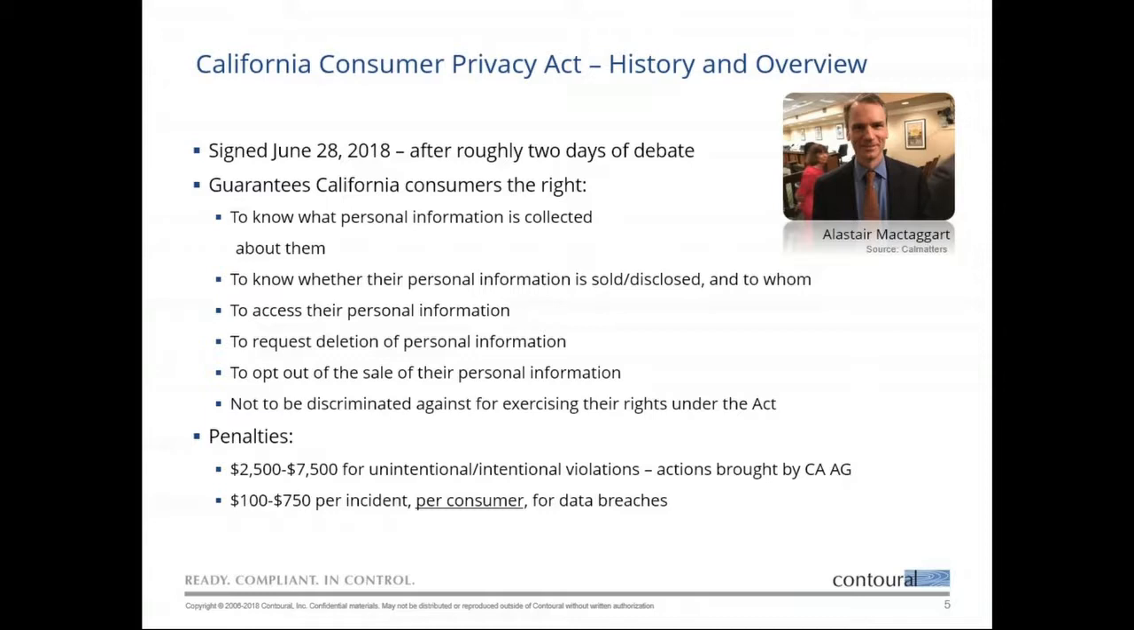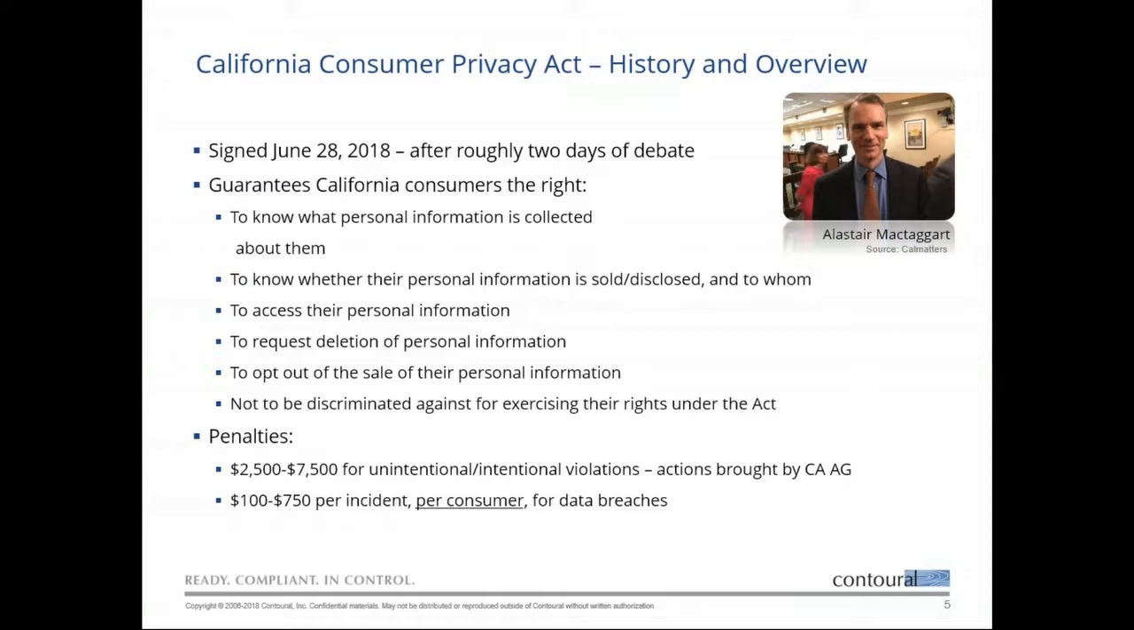The penalties here look deceptively small. It's not very large numbers here. The California Attorney General can bring an action by which they can recover damages between $2,500 and $7,500 for unintentional or intentional violations, but that is per consumer. That's not just for one violation. So if you have a lot of consumers whose rights were violated, this could add up to a lot.